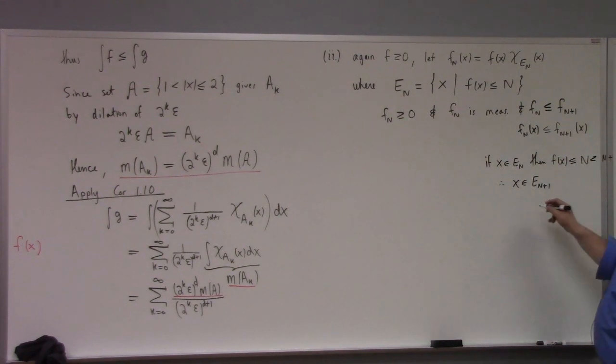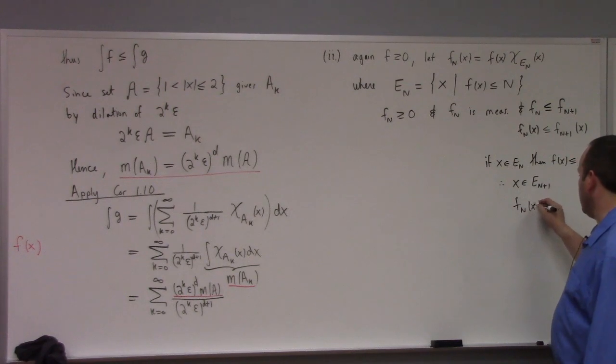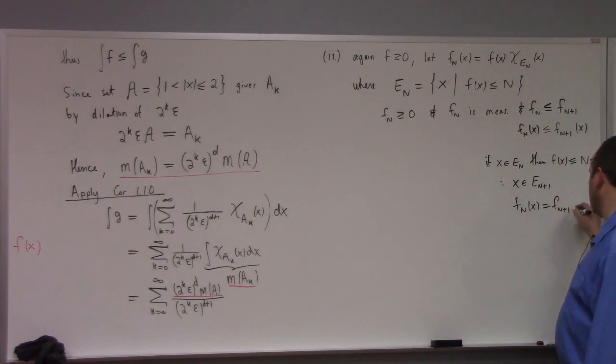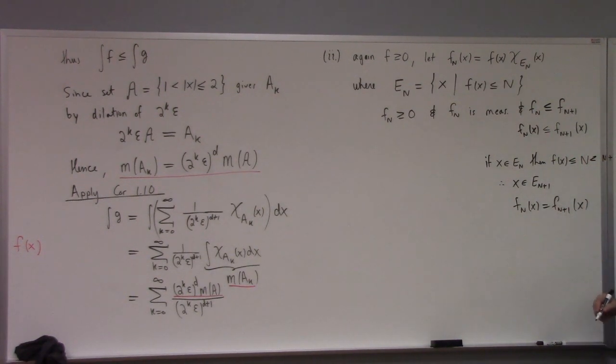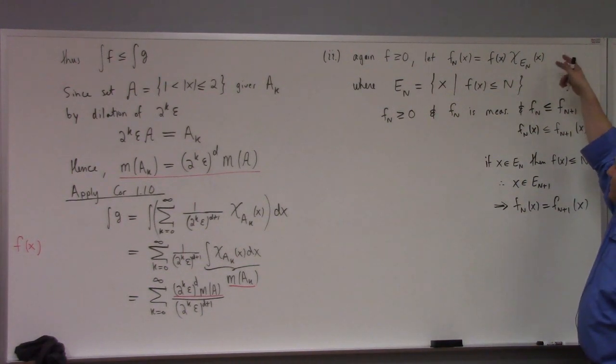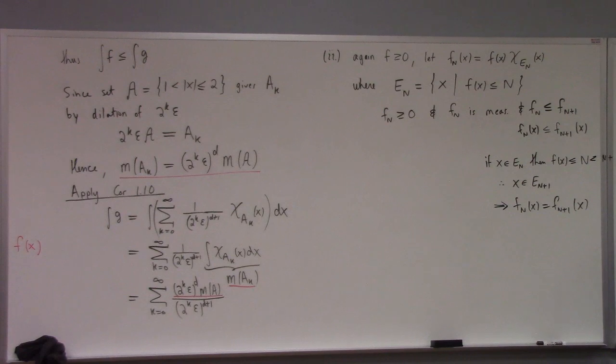Which means that fn of x is equal to fn plus 1 of x, right? Because we just multiply by 1 if the condition to be in En is met. So if the condition En implies the condition En plus 1, then chi of En of x is equal to chi of En plus 1 of x. Both of those are 1, and so we get f of x in both cases.